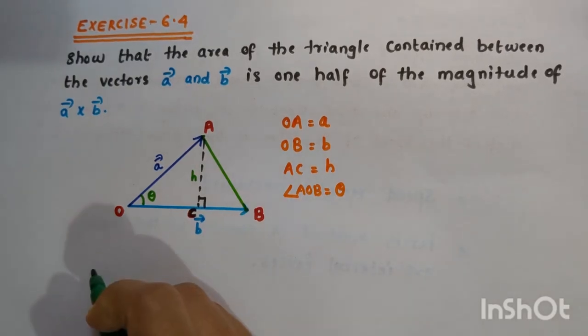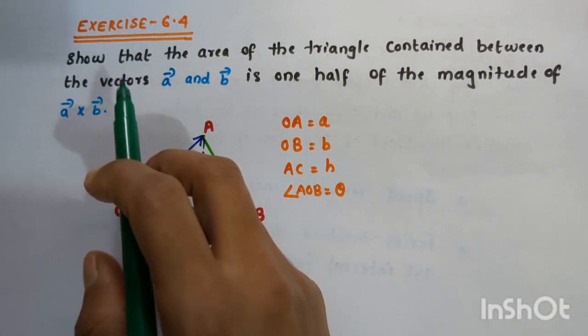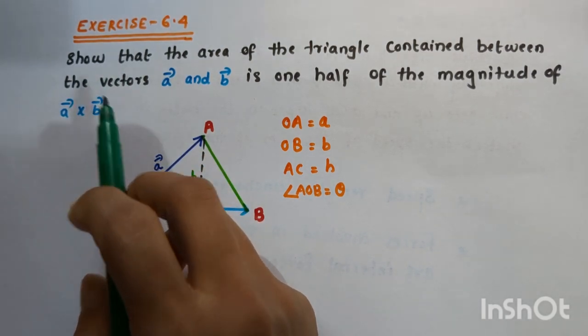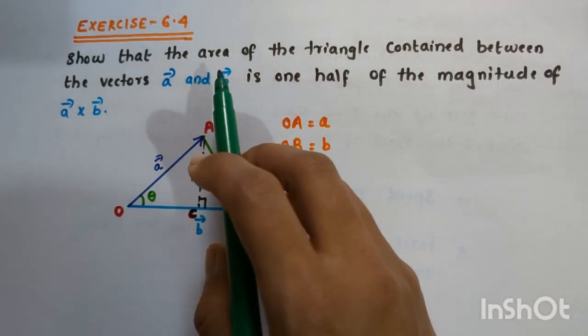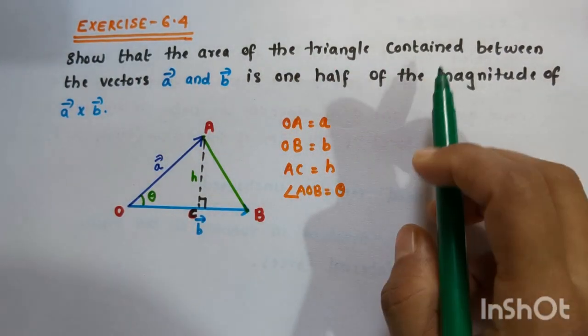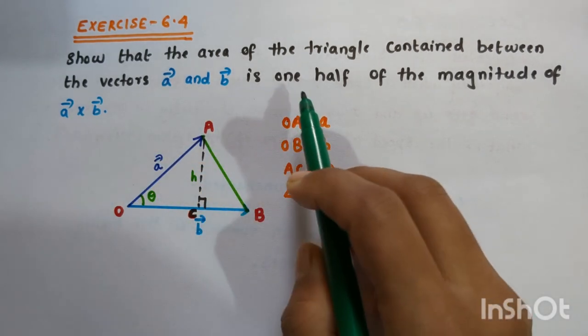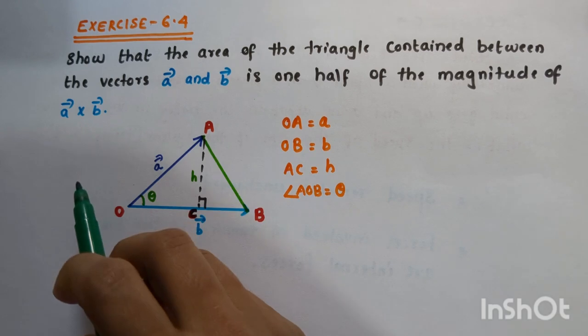Hello everyone. In this video, we are going to discuss exercise question 6.4 from chapter 6, Systems of Particles and Rotational Motion, class 11 Physics. The question is, show that the area of the triangle contained between the vectors vector A and vector B is 1/2 of the magnitude of vector A cross vector B.